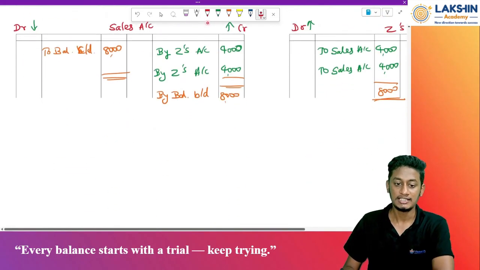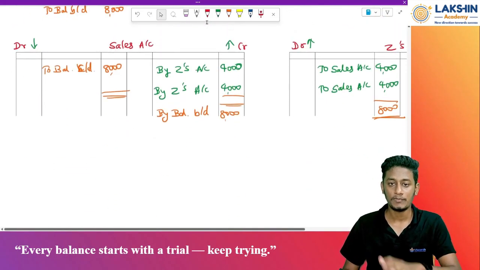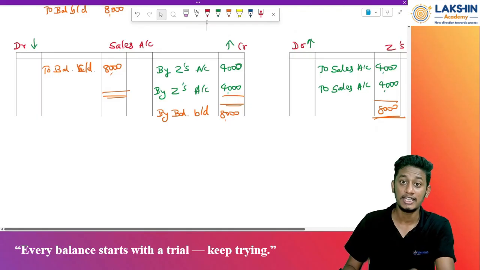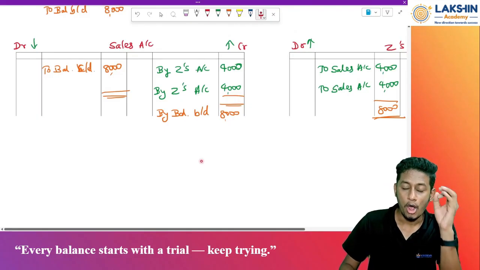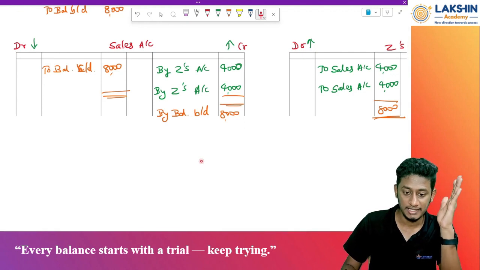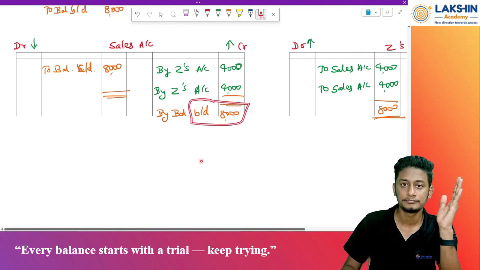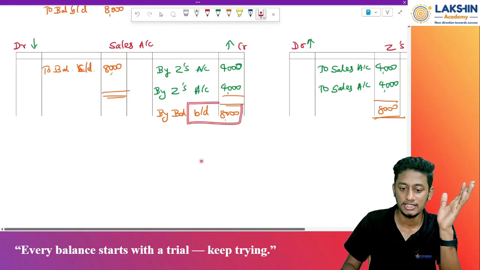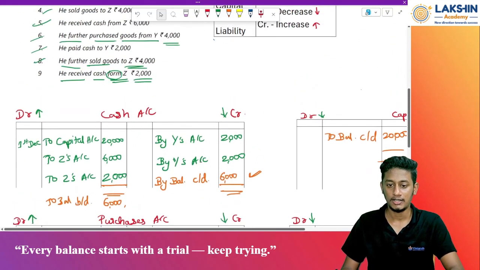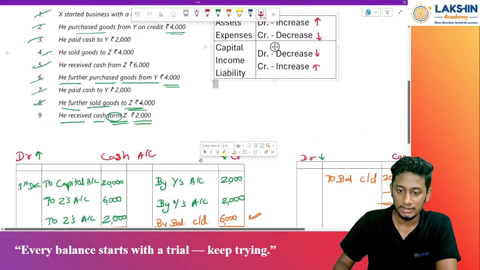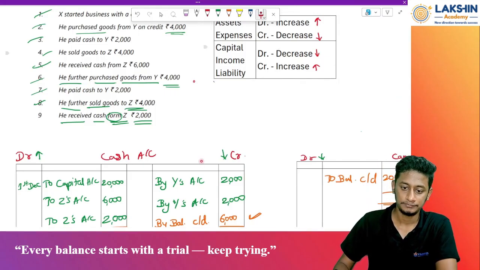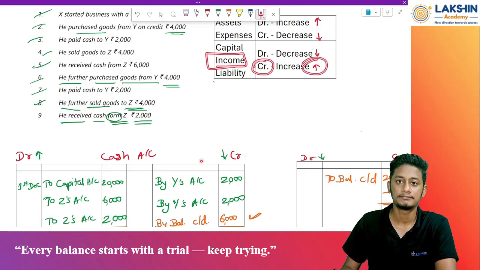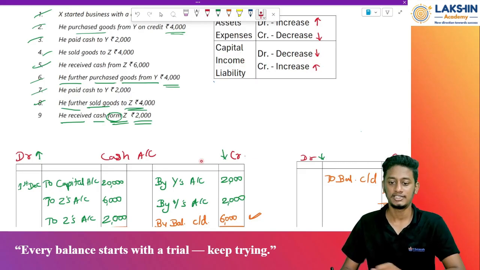Then going ahead, the sales account. What is sales to us? It is income. Sales is our income, right? So the sales account always has a credit balance, because it is an income account. If I have to see income, the increase is on the credit side. This is how we find the closing balance.